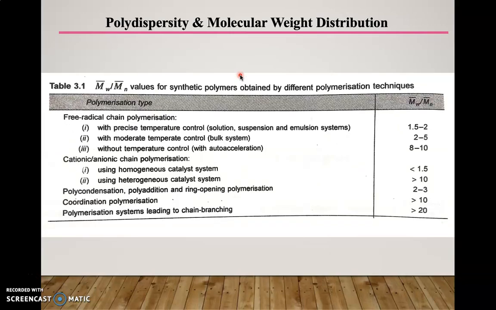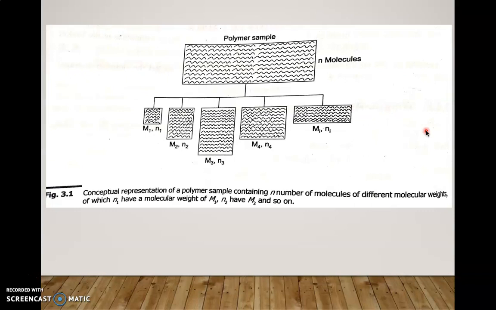Here we have a table that shows the polydispersity index values for different processes. You can see that when it is heterogeneous, the value is pretty high, and when we use a homogeneous catalyst, we get a better dispersity index, more towards a monodisperse value. Then solution, suspension, and emulsion polymerization all give better polydispersity index values. I hope you got a much better idea.